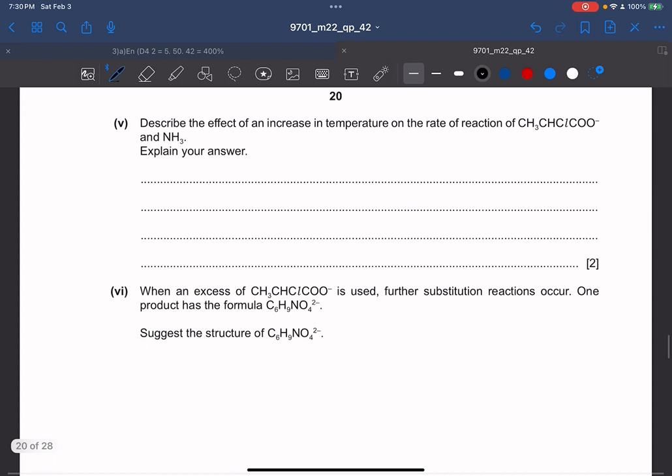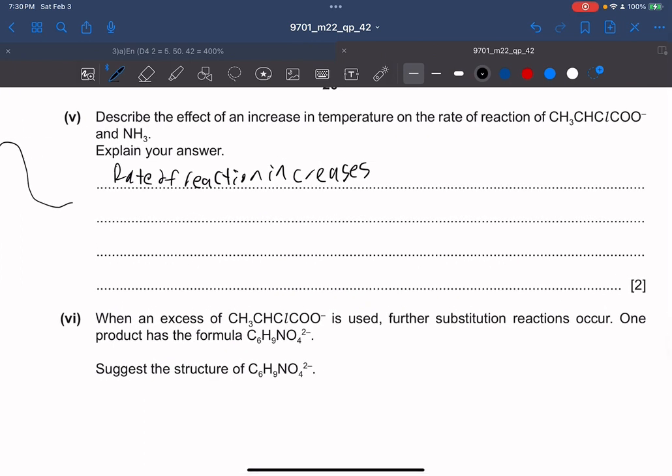Alright, describe the effect of an increase in temperature on the reaction of CH3CHClO minus and NH3. This is honestly nothing new. We learned this all the way back in AS. The higher temperature you have, you're going to have a higher rate of reaction. So rate of reaction increases. If you remember the Boltzmann distribution, it's going to be a higher amount that has the energy needed.